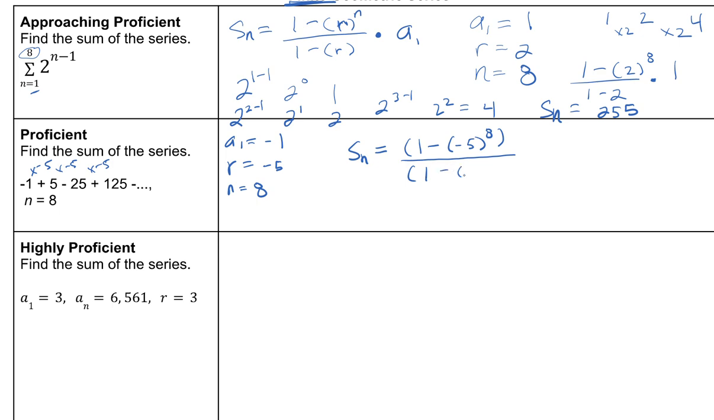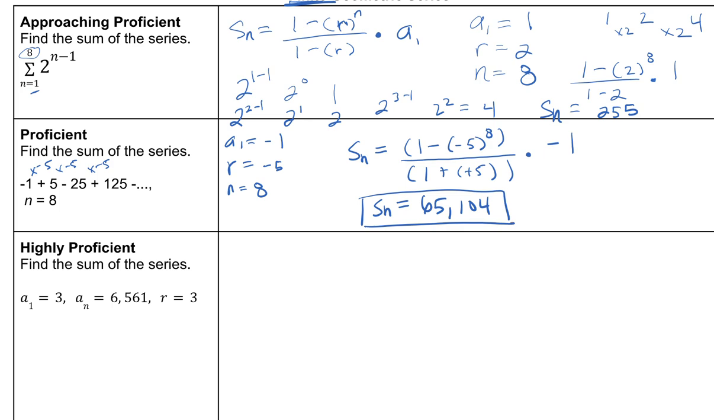And then here we have 1 minus negative 5. So that's going to change to plus. So we're dividing by 6. And then we're multiplying by the first term. Okay, so I've got negative 5 to the 8th power is a positive 390,625. So 1 minus that divided by 6 times negative 1. That is 65,104.